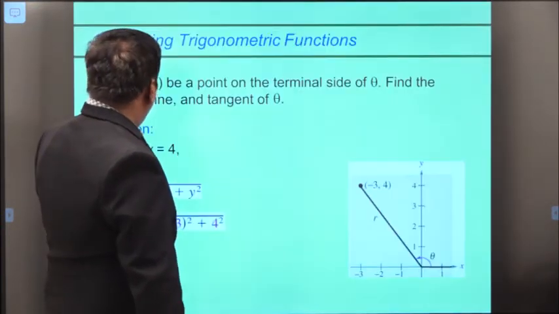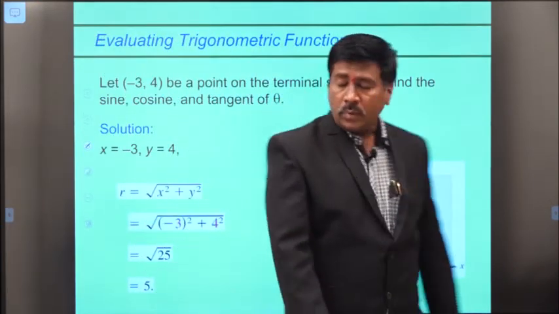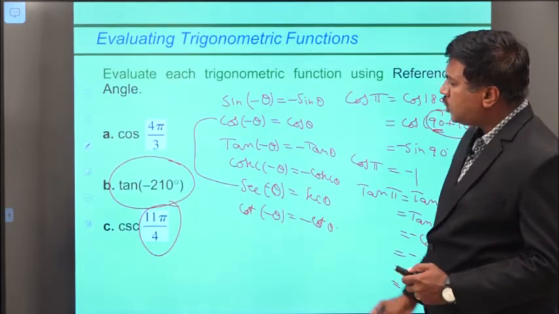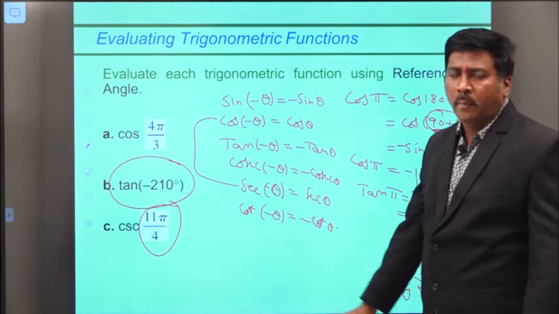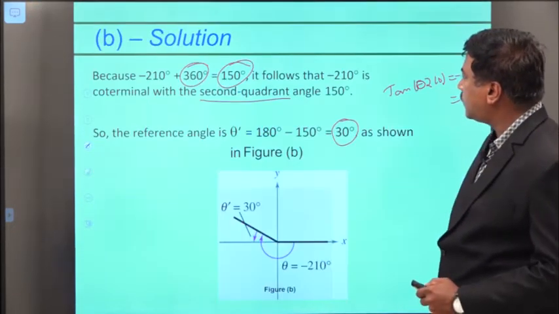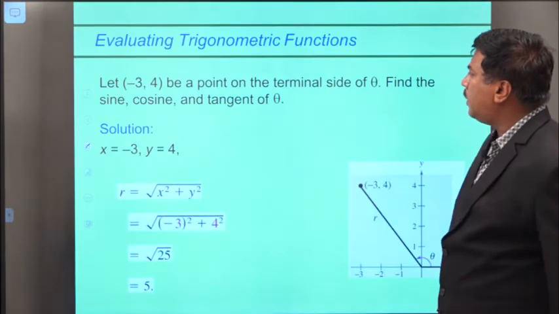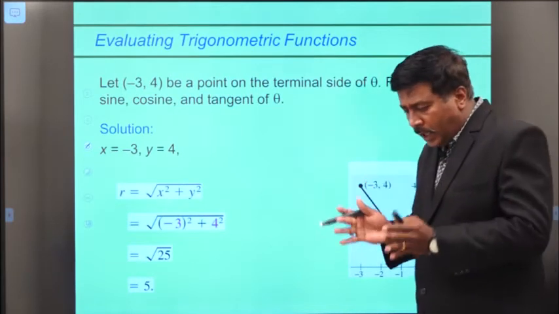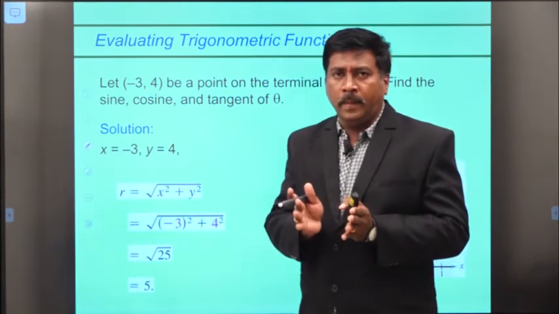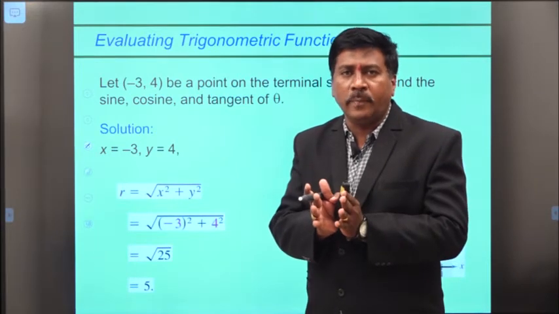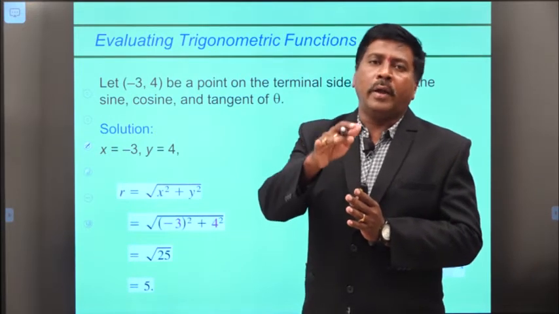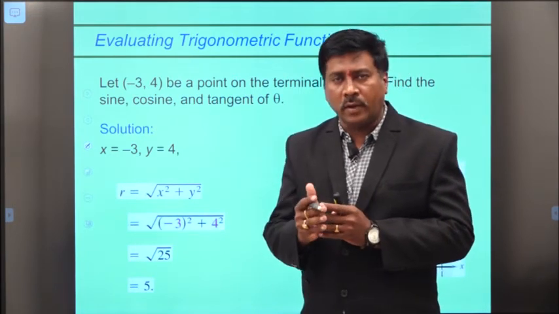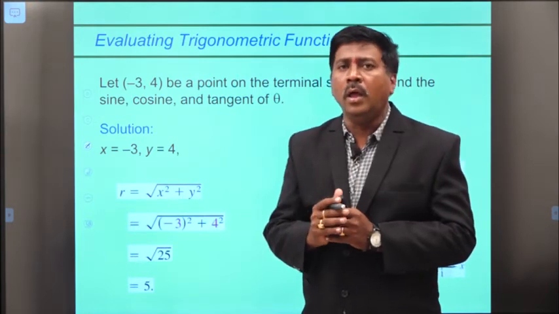Now, coming to the next one. Whatever the problems are, depending upon these two concepts, you have to find the values for any trigonometric ratios. Now, coming to the next concept, evaluating the trigonometric functions. In that problem, a point is given. By using that information, you have to find all the trigonometric ratios, that is sine, cos, tan, cosecant, secant and cot theta, whenever the point is taken in the coordinate plane.